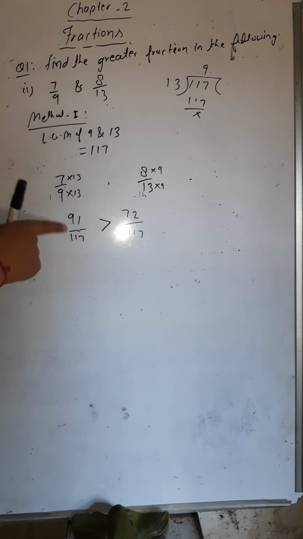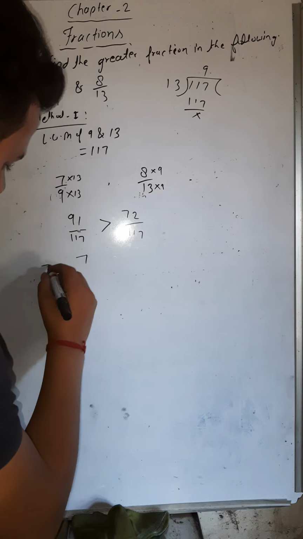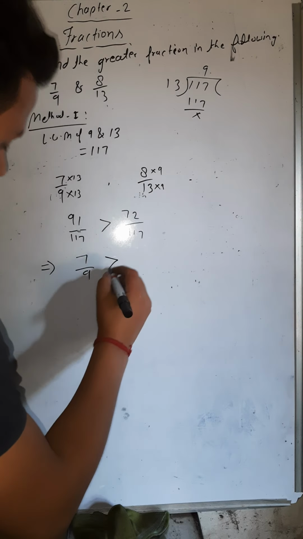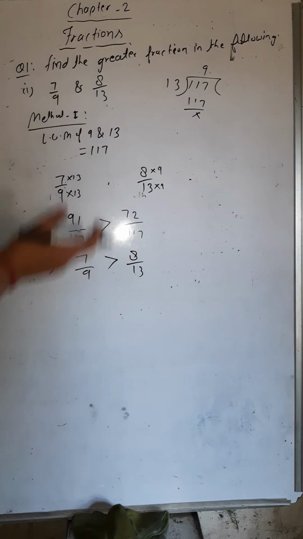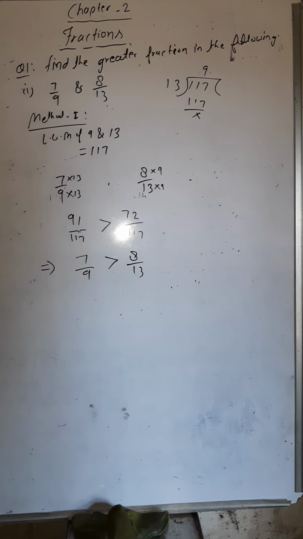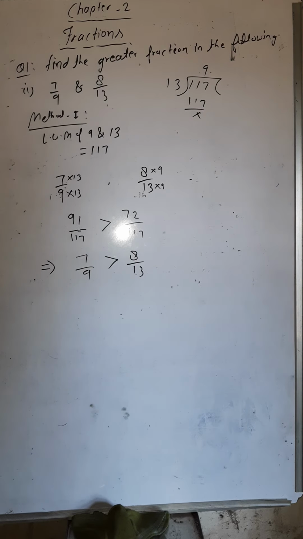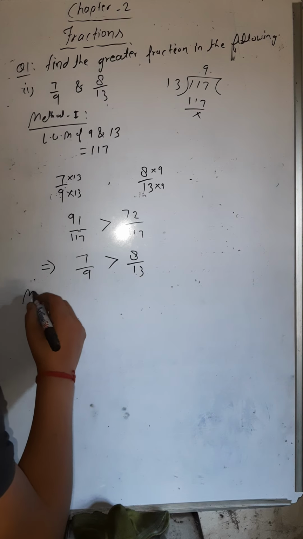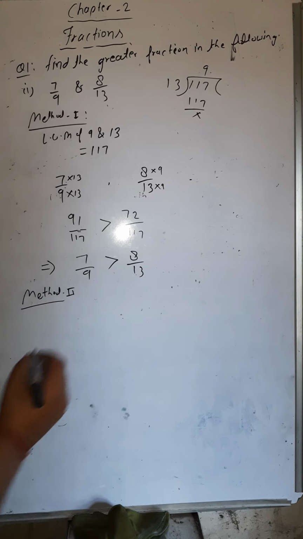So which one is this fraction? 91 by 117 was 7 by 9. So you can write, it implies 7 by 9 is greater than 8 by 13. So this was the first method to solve the question, and the method is the LCM method. Now here we are going to do it by the second method.